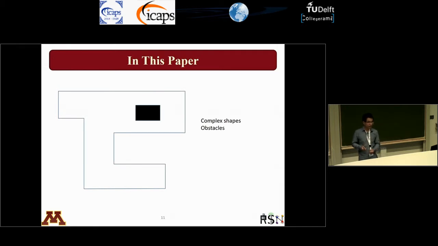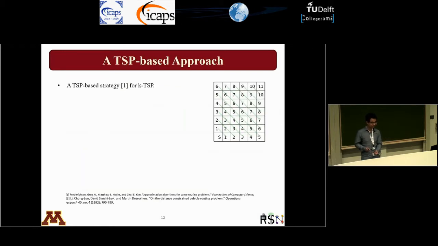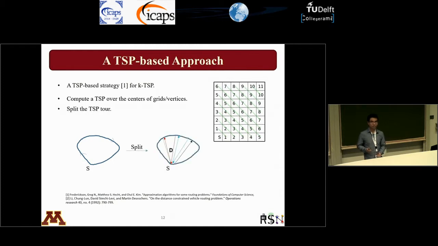In this paper, we study how to deal with more complex shaped environments. For example, here, the boundary of the environment is more complex and there are obstacles in the environment. In the literature, there is a TSP split-based approach for the k-TSP problem. We can also adapt this method for this energy-constrained coverage problem. This method first computes a TSP tour over all the vertices of the environment or over all the grids of this environment. Then it splits the TSP tour according to the energy budget.